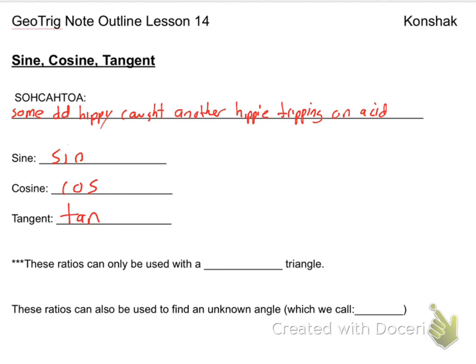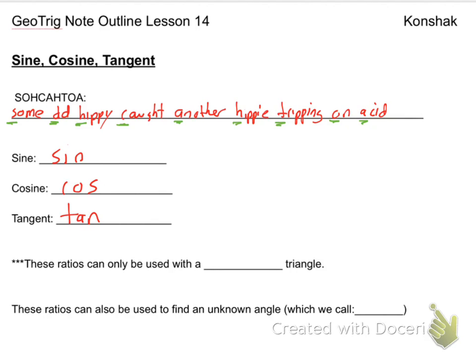Because if you look at the first letter of each one of those, you get S-O-H, C-A-H, Ka, T-O-A, Toa. That helps us identify what ratios sine, cosine, and tangent use, because sine, cosine, and tangent are ratios. So let's talk about what those ratios are.